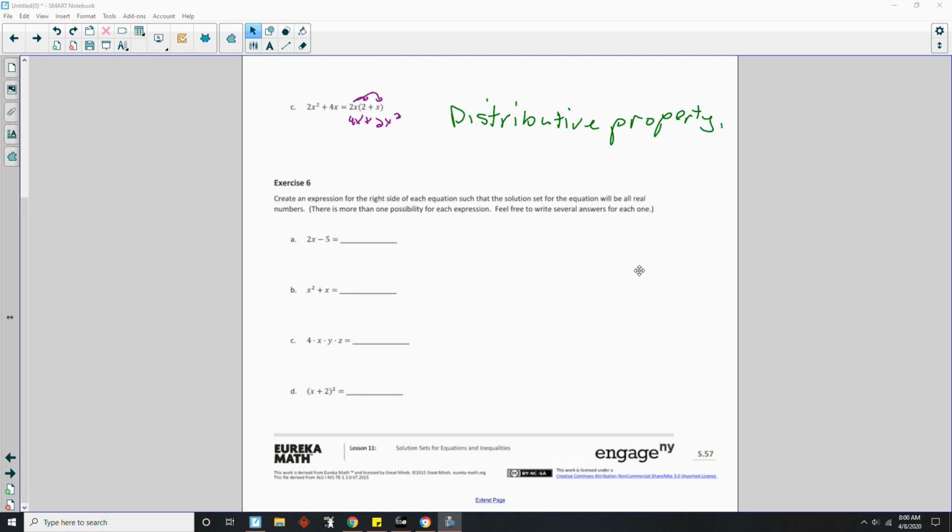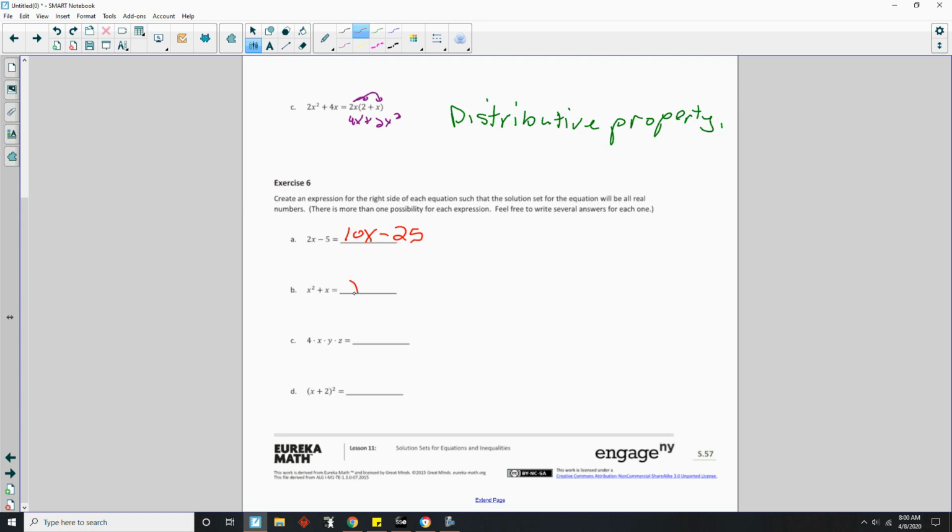Okay, exercise 6 says to create an expression for the right side of each equation such that the solution set for the equation will be all real numbers. There's more than one possibility for each expression. Feel free to write several answers for each one. Okay, so there's many things I could do. I could just simply multiply this by 5 and say, well, 5 times 2x is 10x minus 5 times 5 is 25. So there's a multiple of 5. That's easy enough. There's many we can do, but I'll just stop there.